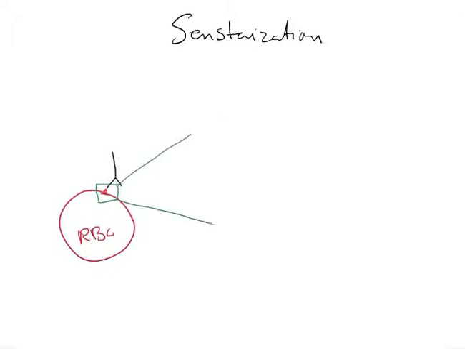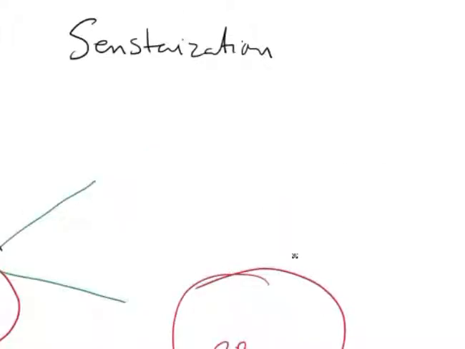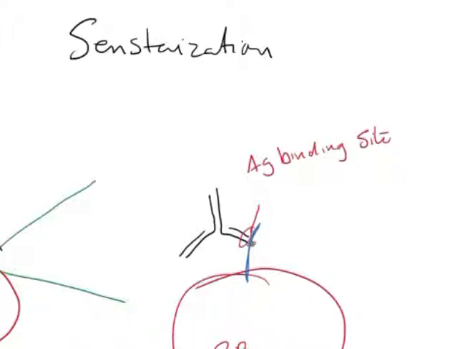Let's have a closer look. This is the red blood cell, and here the molecule, the antigen on the surface of the blood cell. The antibody binding site will bind to a specific part on the antigen molecule. We call it the epitope.